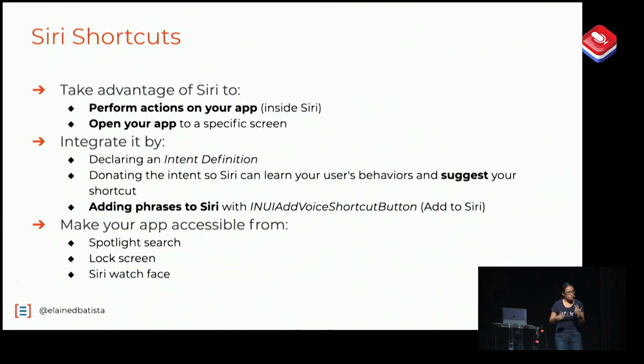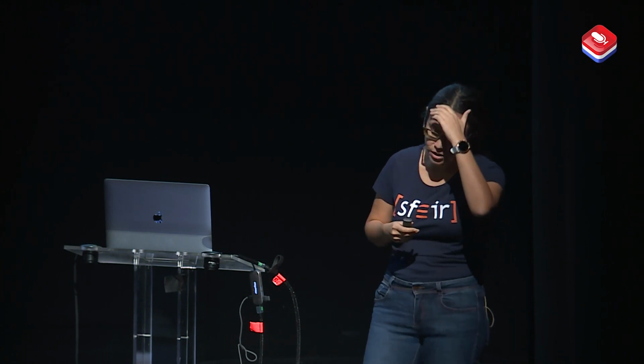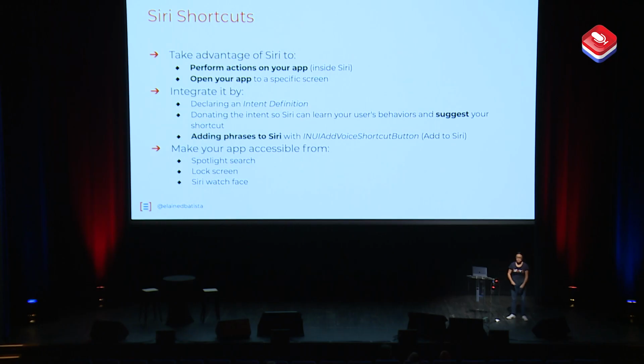And so Siri can learn your user's behavior and be proactive and suggest your shortcuts to your users. And as Hervé was also talking about, you can add phrases to Siri with the shortcut button, the Add to Siri feature. And what is really interesting too is that your app is now accessible from a bunch of places inside iOS, such as the Spotlight search, the lock screen, and the Siri watch face.